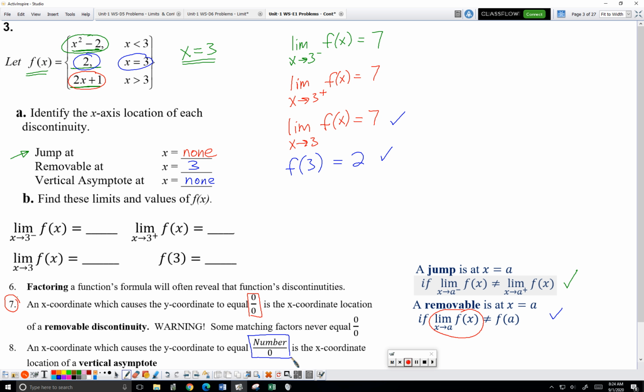So we've now seen 2 different ways to have a removable discontinuity. Ending up with 0 over 0, or simply identifying this situation, we'll find a removable. However, with a vertical asymptote, there's only one way, and that's to end up with an x-coordinate which will cause the y-coordinate to be a number divided by 0. These are the formulas for finding the y-coordinates. There's no way to pick an x that will make any of those formulas become something divided by 0, because none of those formulas have a denominator. So that's how I know there is no vertical asymptote.